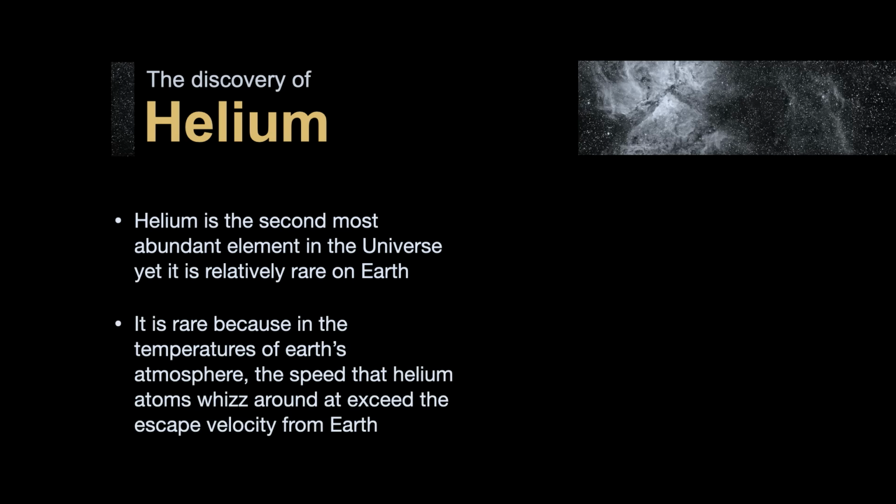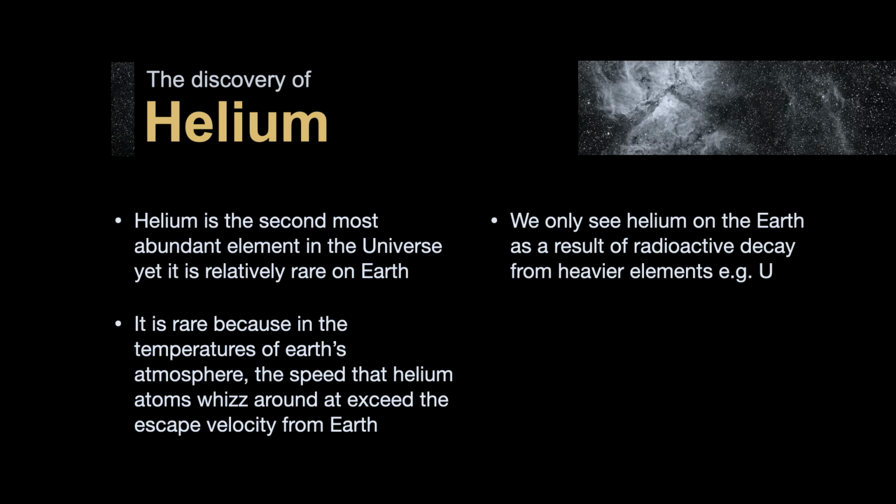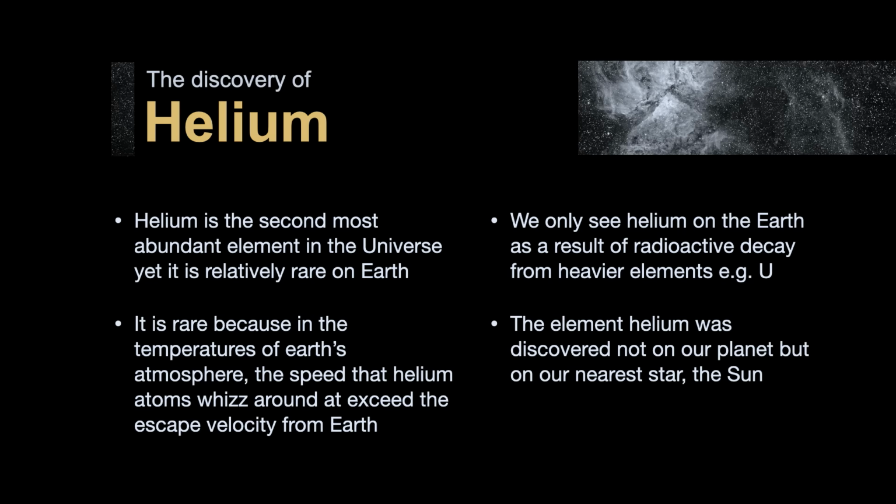It's relatively rare on Earth because if it's in gaseous form, it's whizzing around at the typical temperatures in our atmosphere so fast that it exceeds the escape velocity of atoms of Earth, and so it flies off utterly unbound by Earth. So we never tend to see too much of it in Earth's atmosphere, although there are cases where it's trapped underground, just as well for us. Helium arises on Earth as the result of radioactive decay from much heavier elements such as uranium. But it was, as I say, discovered on our nearest star, the Sun.